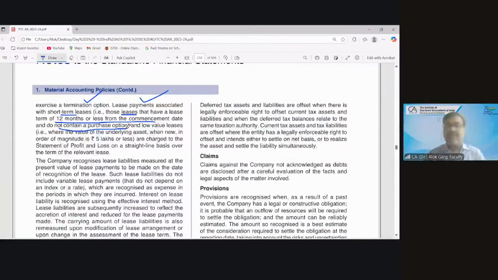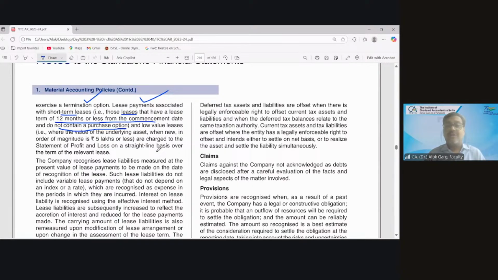Have you read this? Yes, sir. Chitra, have we read this? Have we read this? Yes, sir.